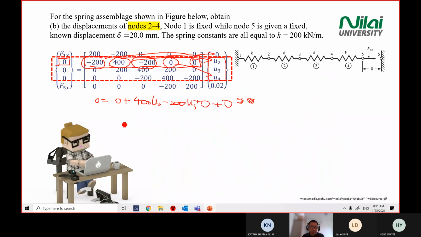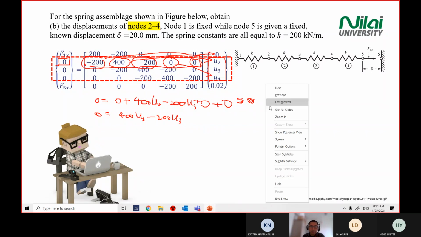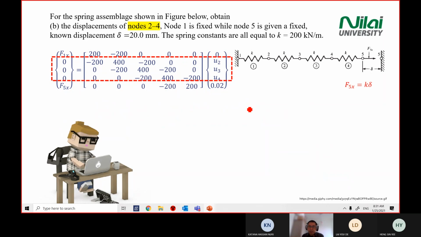Sorry, the first equation gives you 0 equal 400 U2 minus 200 U3, and then you do the same for the rest. So you do it for the third row here, and then do it for this one. Then you'll get 3 equations. Then you solve the simultaneous equations.